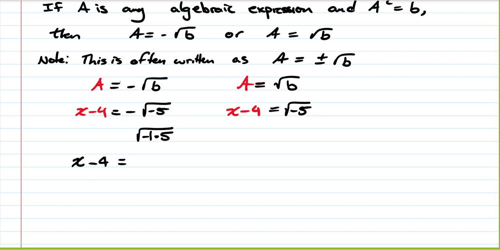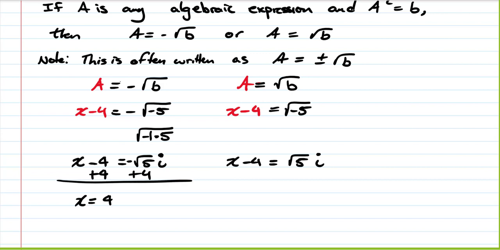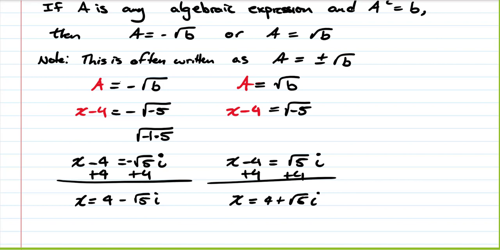So we get x minus 4 is equal to the square root of 5 i, and x minus 4 is equal to, sorry, I'm missing a minus sign. Same thing here, we're going to get the negative square root of 5 i. So then we can solve this by adding 4 to both sides, and we get a complex number solution, 4 minus the square root of 5i. And we add 4 and we add 4, and we get x equals positive 4 plus the square root of 5i. And that is our solution, or solutions, plural, to this equation.